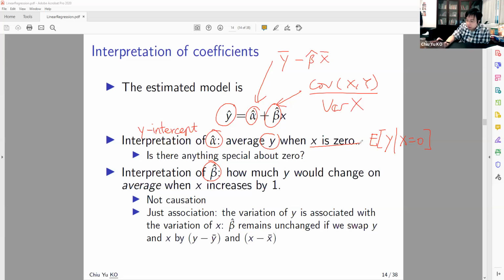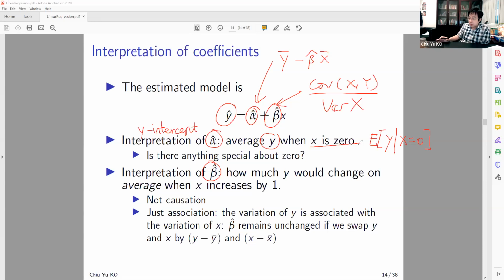For example, look at the education and income data, and at least if you look at Hong Kong, most of the people in the data you collected would have at least 9 years of schooling, right? Or even more. So you don't have any data around 0. So the intercept will not make any sense. Usually it will be garbage for the alpha.